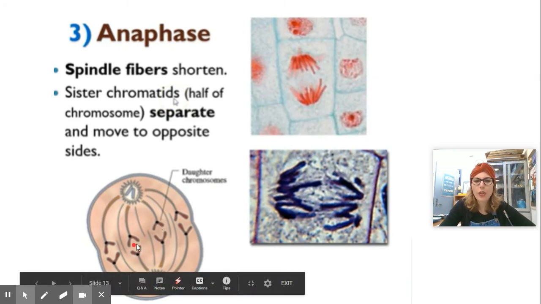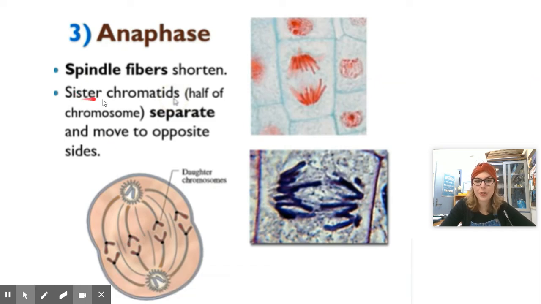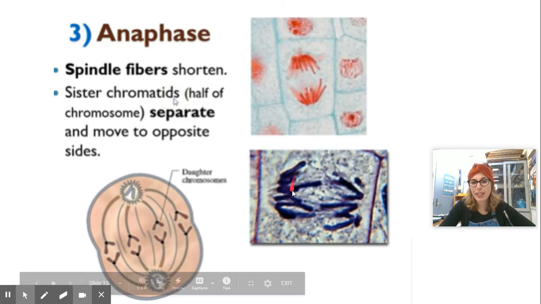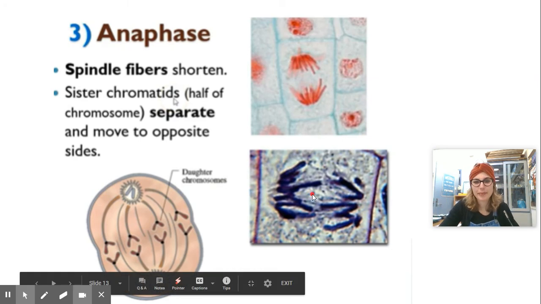Now, what do we call those chromosome pieces? We call them sister chromatids, and they are half of a chromosome. So we are going to have essentially, we're pulling the DNA material in the form of sister chromatids to opposite sides of the cell. And we can see it here. The sister chromatids are being pulled to opposite sides of the cell.